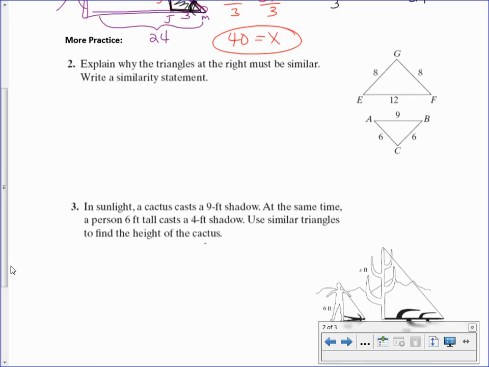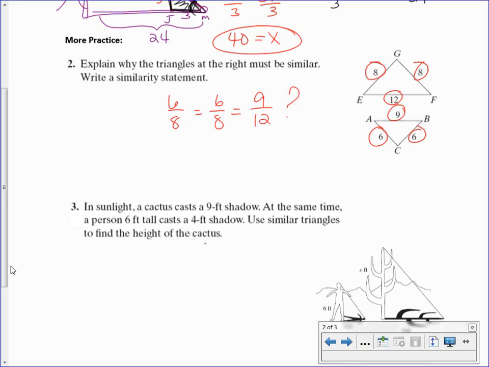Explain why those triangles are similar. Write a similarity statement. All right, I don't know any angles, so it's absolutely not angle-angle similarity. Don't know any angles, so it also can't be side-angle-side similarity. So my only option here is to hope it's SSS similarity. So let's compare the corresponding sides. 6 and 8 would be corresponding. 9 and 12 would be corresponding.